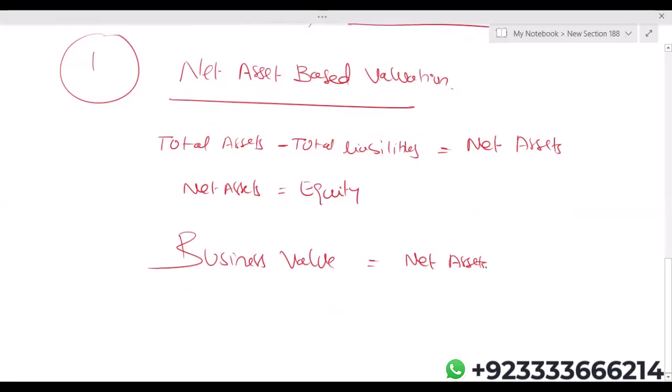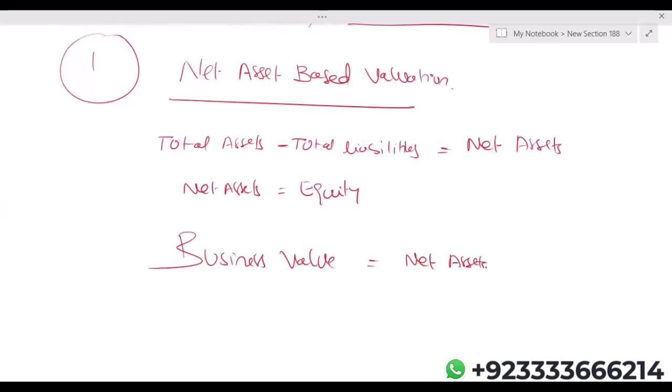One is we calculate the net asset value on the basis of carrying amount. Carrying amount means which is written in the balance sheet. So whatever is written in the balance sheet, just take total asset minus total liabilities, you will get net asset.